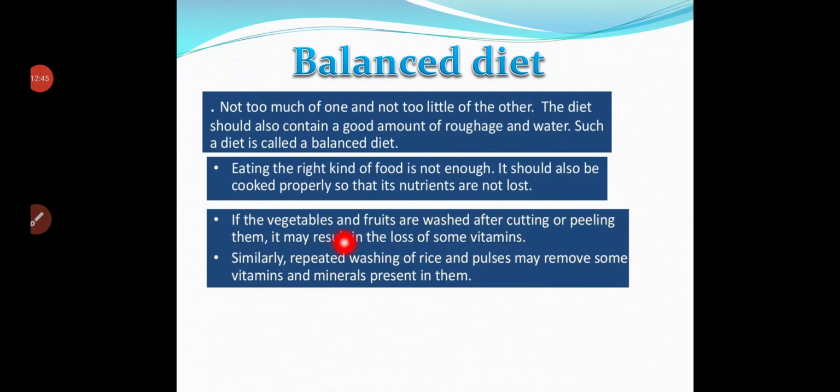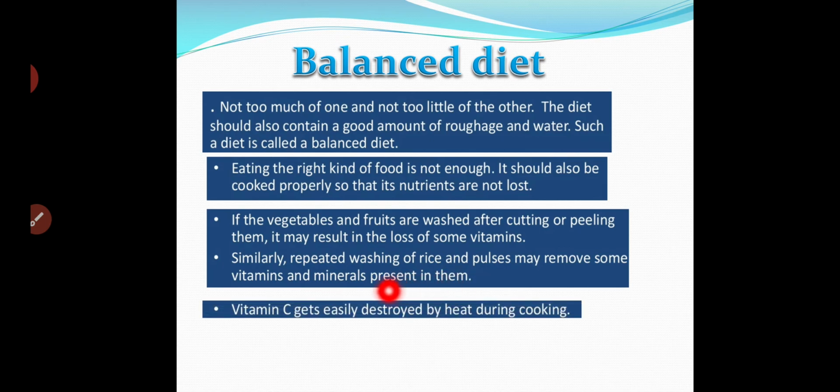If the vegetables and fruits are washed after cutting or peeling them, it may result in the loss of some vitamins. So it is very important to wash the vegetables and fruits before we cut them. If we wash them after cutting, then definitely some water-soluble vitamins will be lost. Similarly, repeated washing of rice and pulses may remove some vitamins and minerals present in them.